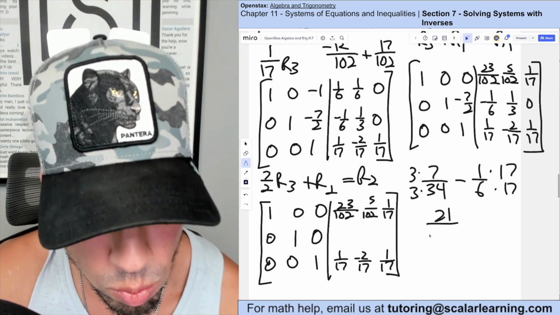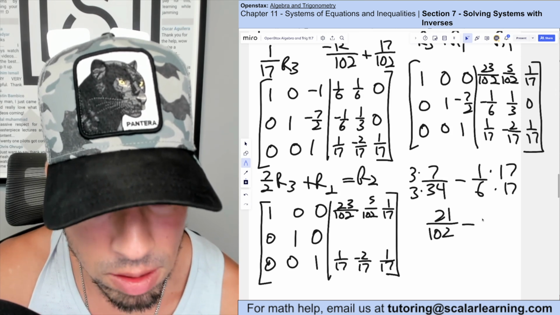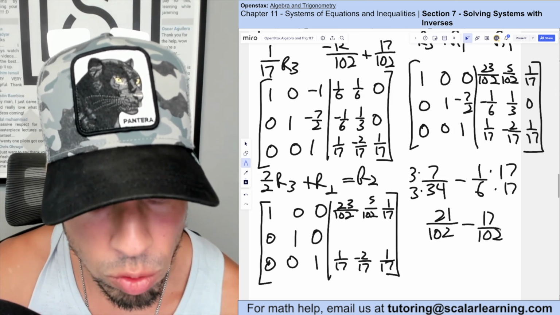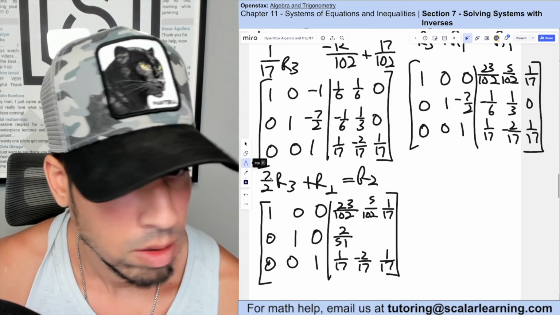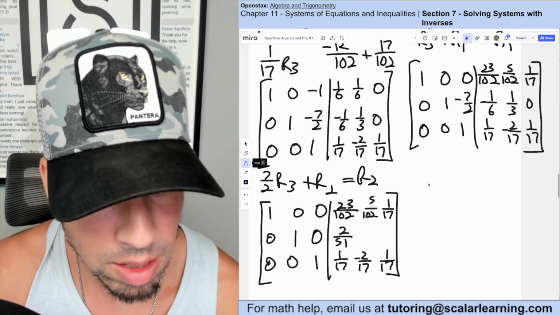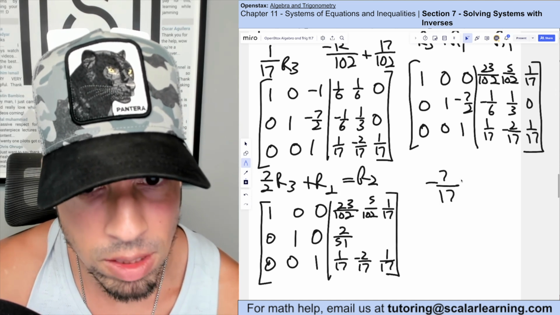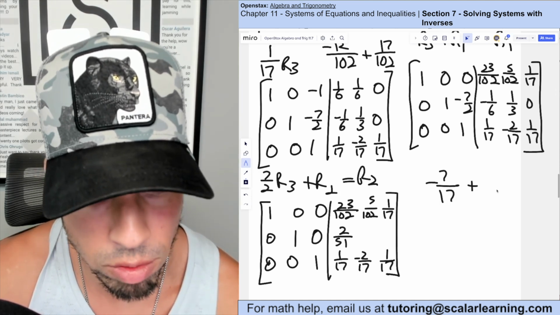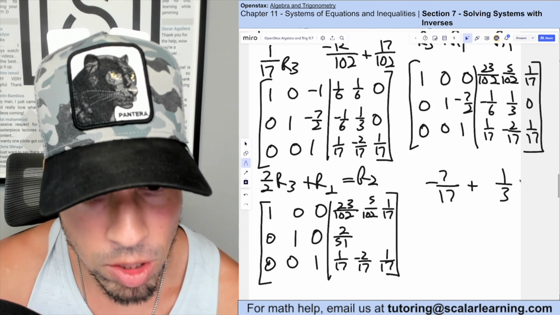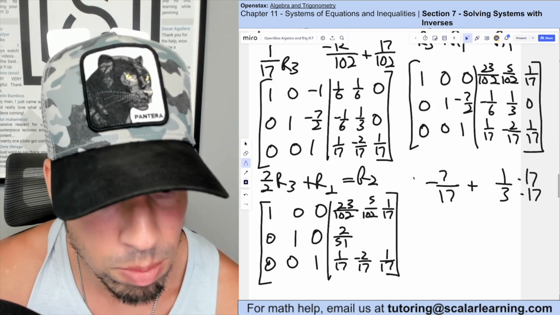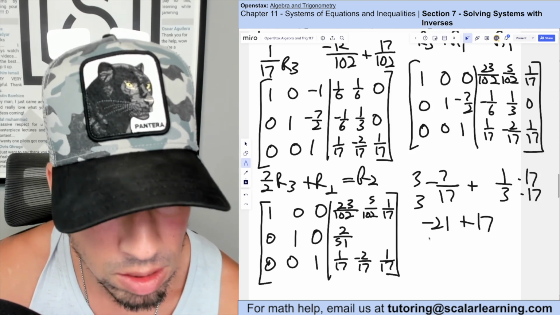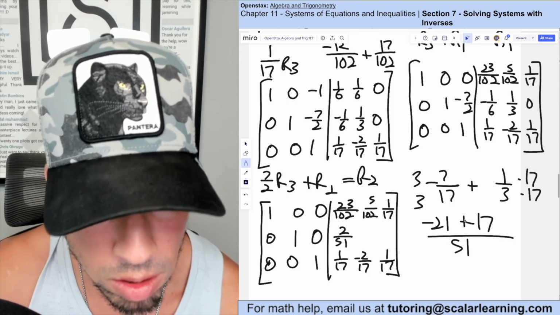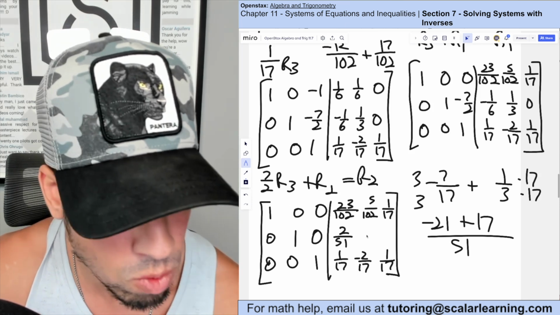So that's going to give us 21 over 102 minus 17 over 102, which is 4 over 102, or 2 over 51. Next, times this is going to give us negative 7 over 17 plus 1 over 3. And to get common denominators, multiply this by 17 over 17, and this by 3 over 3. So it's negative 21 plus 17 over 51. That's going to be negative 4 over 51.